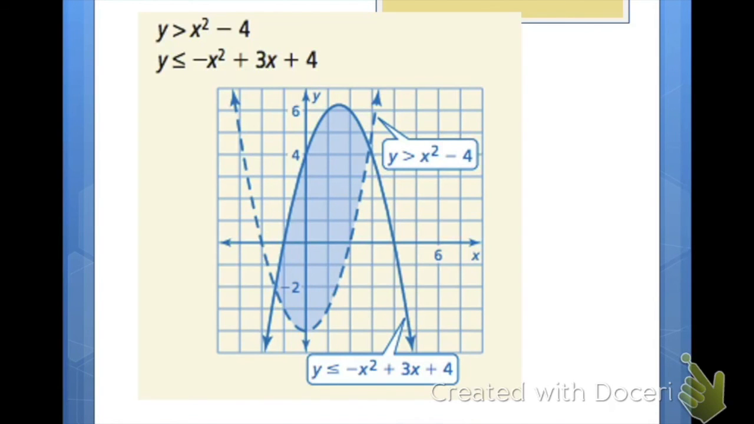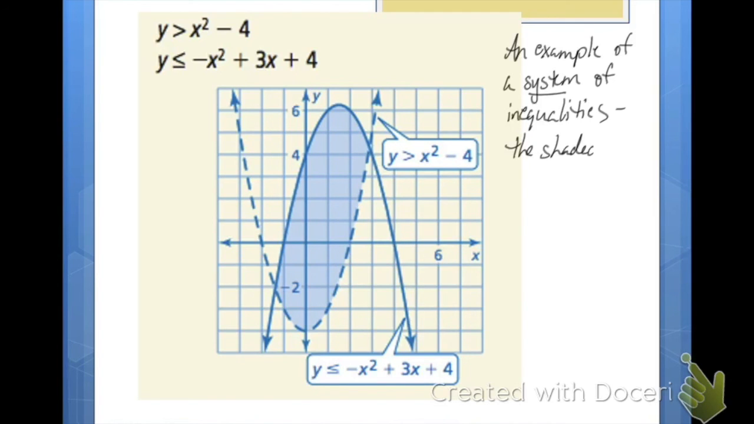Here's another example of a system of inequalities that's already graphed. I'm just going to highlight some of the aspects of this. So this is an example of a system of inequalities. That means two inequalities, and they're quadratic, so I have two parabolas that are graphed. One of them, its y is greater than, so that's the one with the dashed curve. And then one is y is less than or equal to, so that is the parabola with the solid curve.